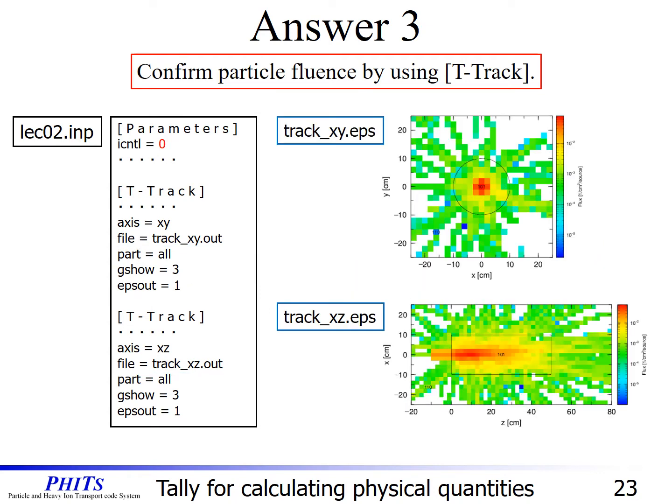Let's check the answer. You can see the particle fluence as shown here. The warm color means high fluence, and the cold color means low fluence. The center of the cylinder has high fluence. It comes from the irradiated carbon beam. Secondary particles are generated via nuclear reactions of the carbon beam with the target material. Therefore, middle fluence is observed around the carbon beam.